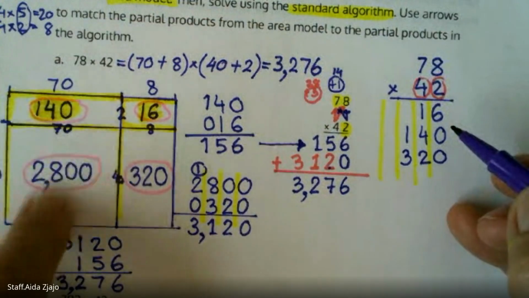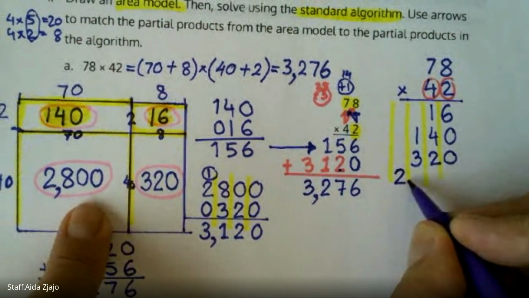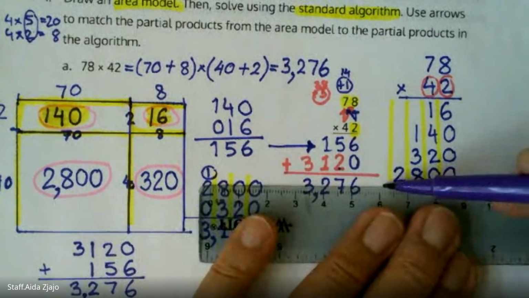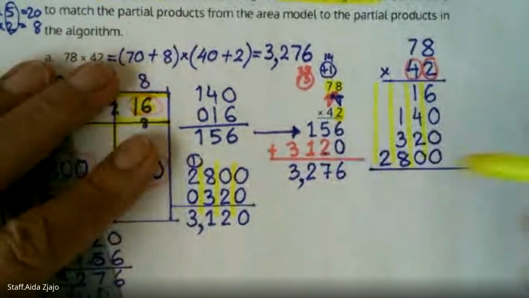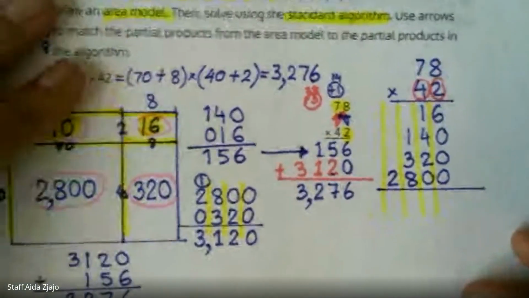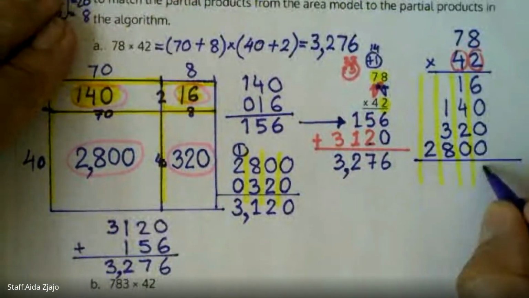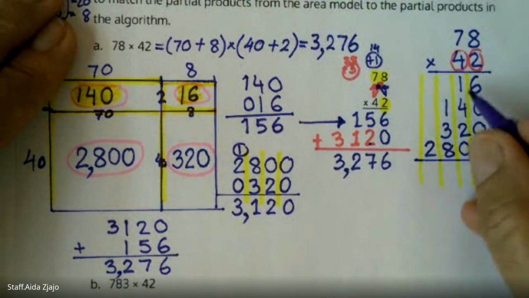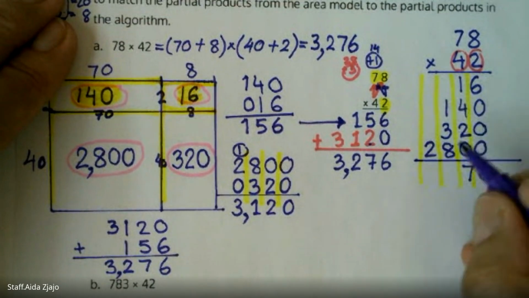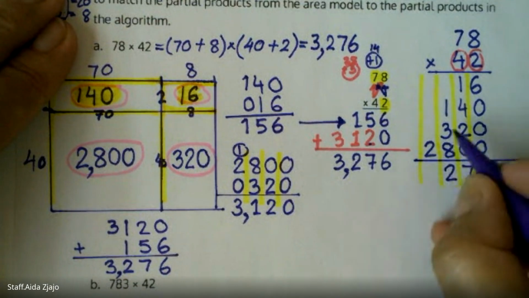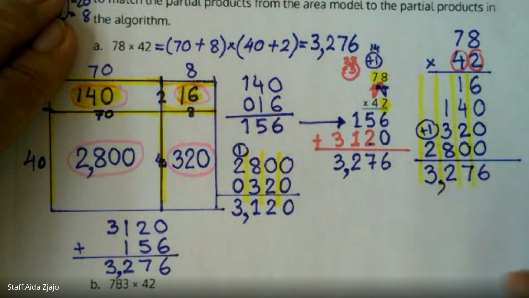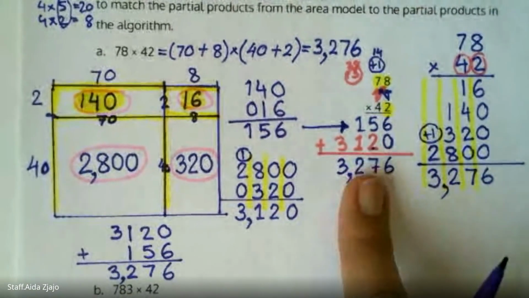And 40 times 70 is going to get you 2,800 there. So when I underline that and add all the parts, then I will get exactly the same answer. 4 and 2 is 6, 1, 7, and this is a 9 and 3 is 12. Remember 1, and that is 3,276. So this is the standard algorithm.